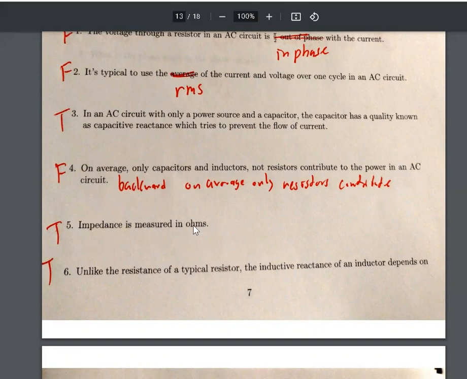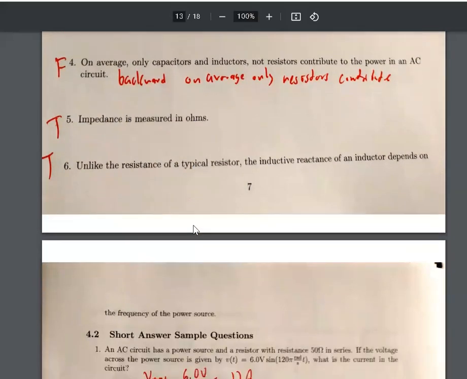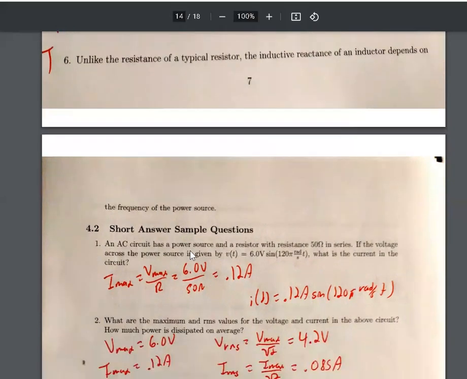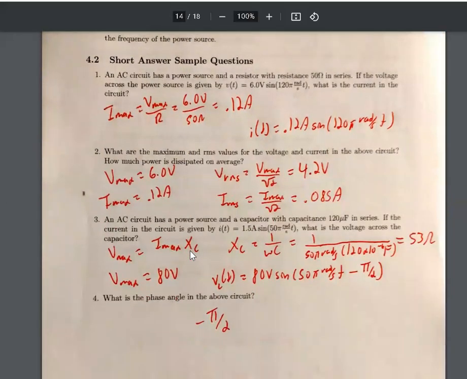All right, so unlike the resistance of a typical resistor, the inductive reactance of an inductor depends on the frequency of the power source. That is true. So does the capacitive reactance too. They both depend on the frequency, how quickly you change the current back and forth from going one way to going the other way.